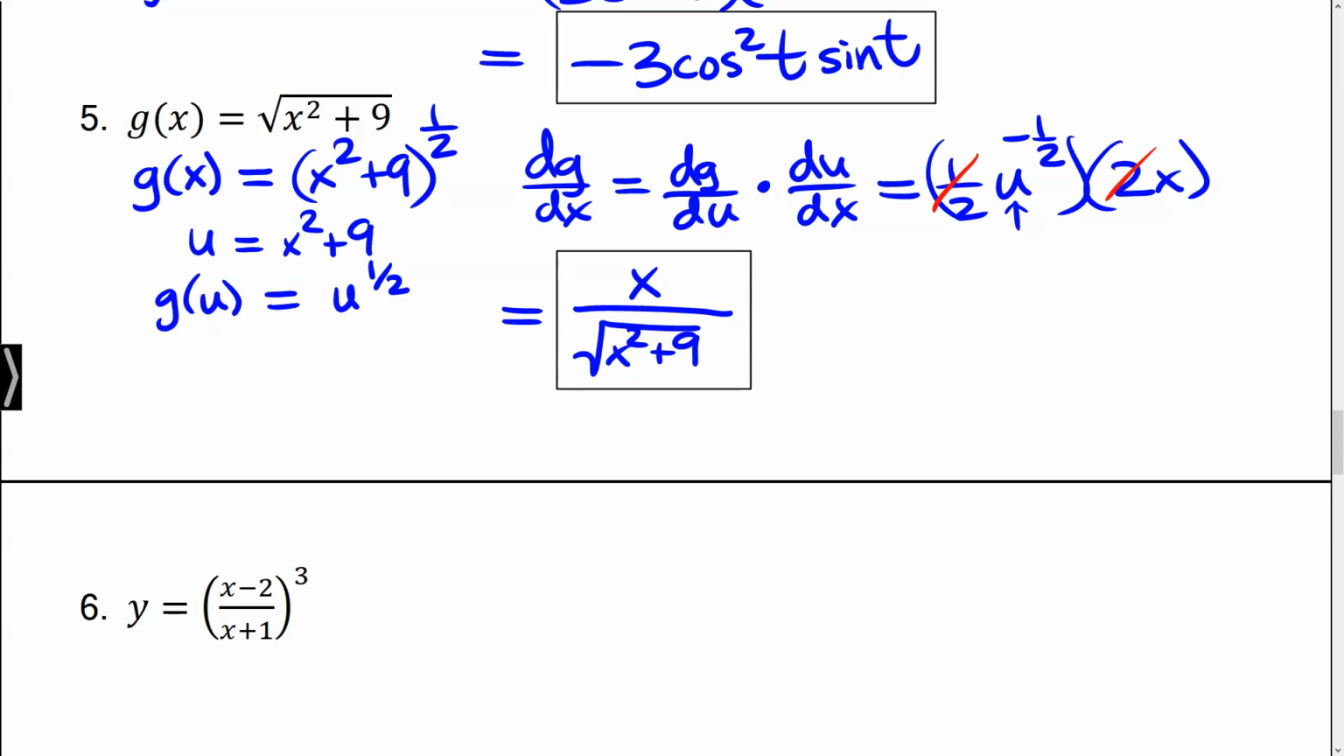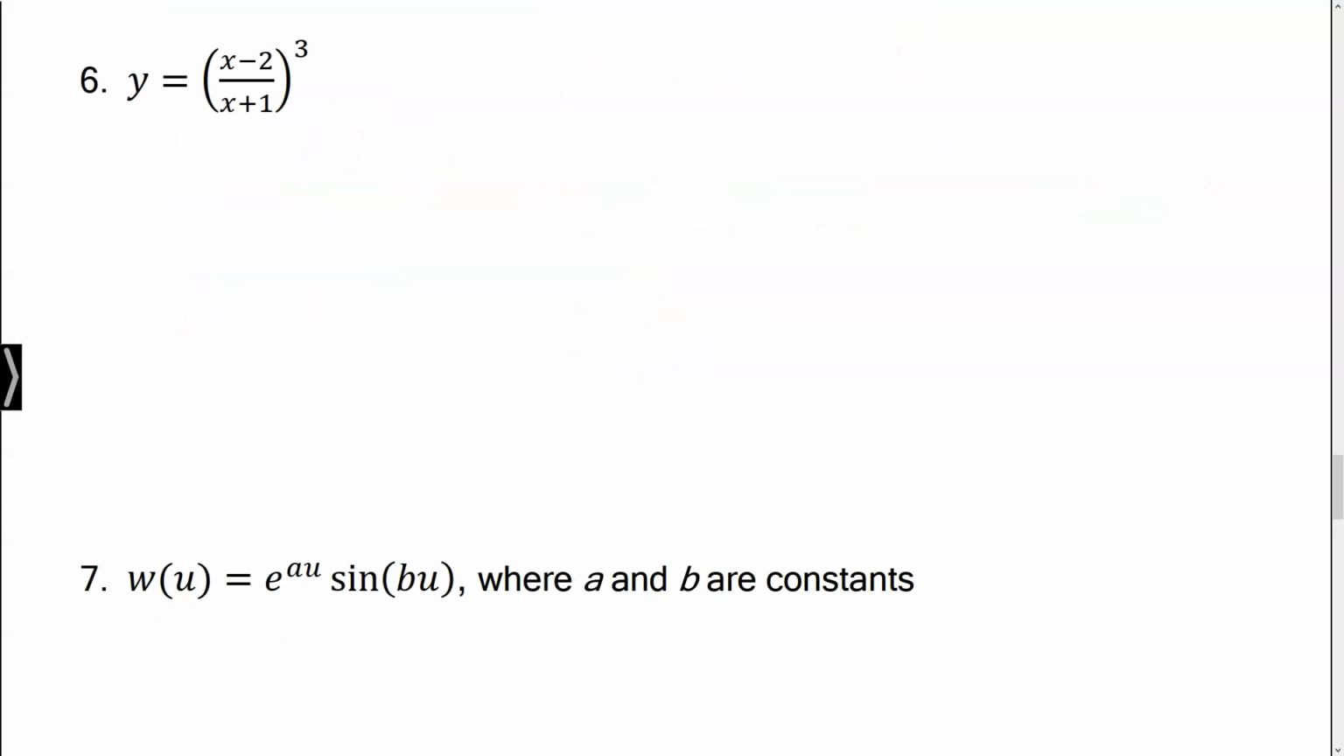Okay, well, we've got 5 more. We're halfway done, but they're going to start getting a little harder. So let's look at number 6. This is y of x equals x minus 2 all over x plus 1, so it's a rational function raised to a power. It's cubed. Again, if you want to pause the video, see if you can work through this. And maybe if you're feeling super confident, see if you can do this without using u, without writing it out explicitly. If you need to, that's fine, but see if you can at first.